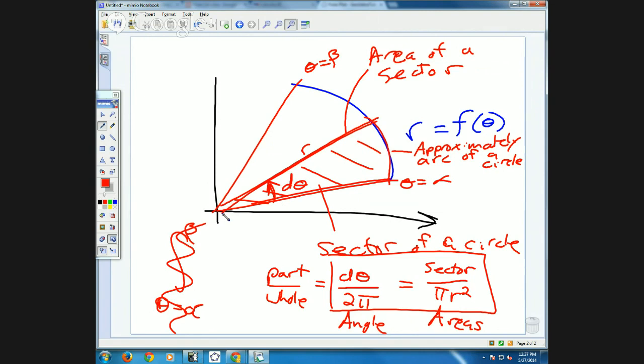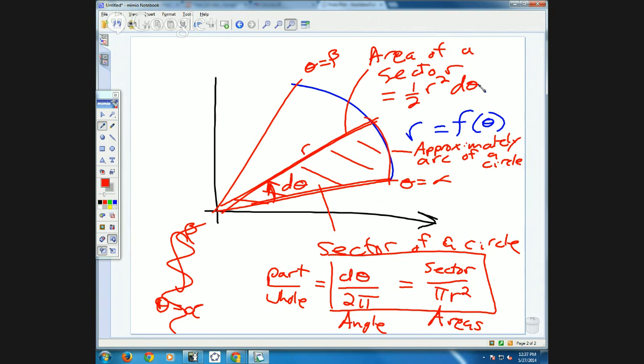And we set up this ratio and proportion system, part over whole. Angle is d theta over 2 pi. The area is the sector over pi r squared. If we solve that for the sector, what do we get? The pi's divide out, right? We've got a 1/2 in there, an r squared in there, and we should have a d theta in there, right? So that is just one of these little chunks.